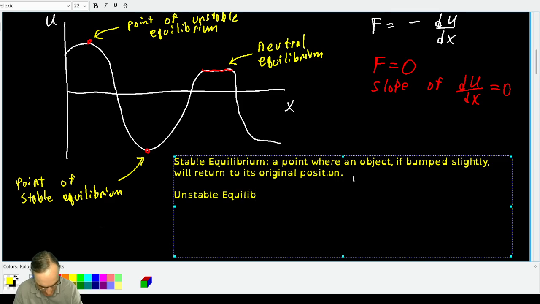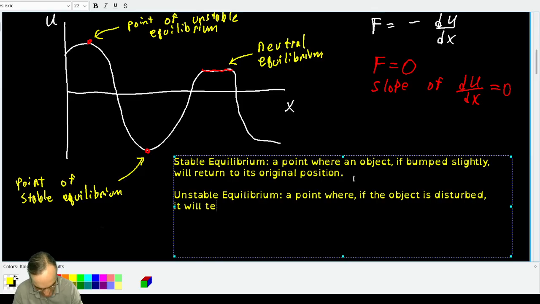Unstable equilibrium. That's a point where if the object is disturbed, it will tend to run away from that point. Consider the point up here at the top. On one side, we have a positive slope, which means there's a negative force. If it gets bumped in the negative direction, it now experiences a force in the negative direction, driving it even further away. Similarly, we have a negative slope on the other side. Well, with the minus sign here, that means the force is in the positive direction. If it gets bumped in the positive direction, it goes flying off in the positive direction.